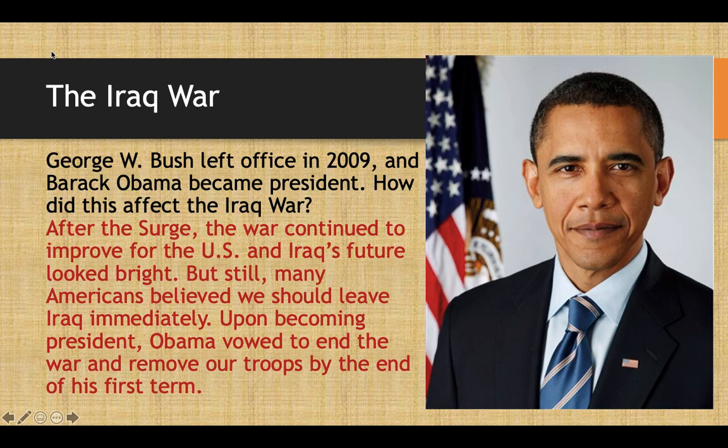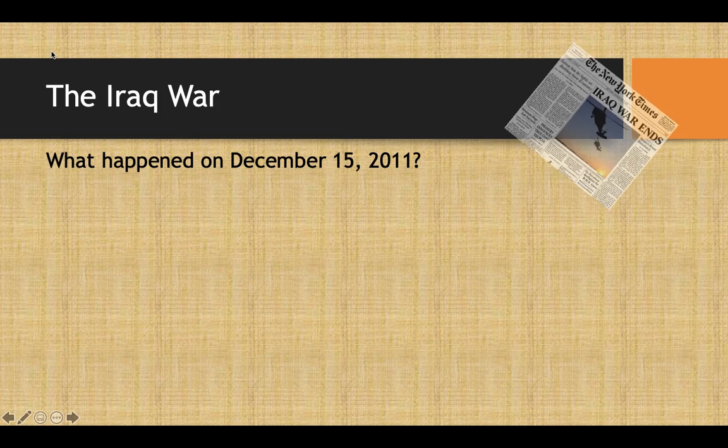But still, many Americans believe that we should leave Iraq immediately, since so many believe that it was a mistake to begin with, and we should not be there anymore. So upon becoming president, Obama vowed to end the war and remove our troops by the end of his first term. By the end of his first 4 years, he said, I will remove all U.S. troops from Iraq. And this he did.